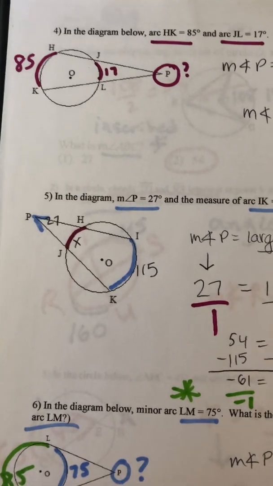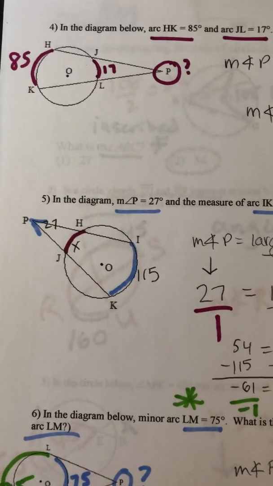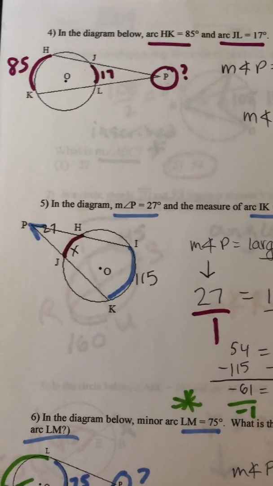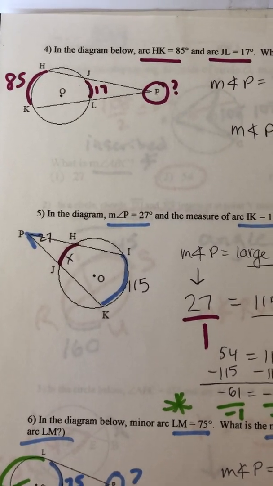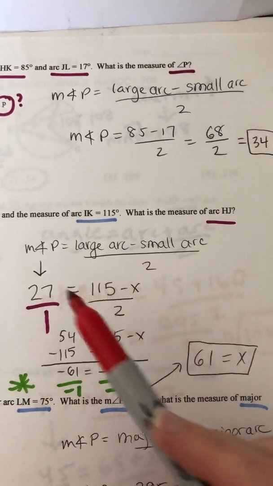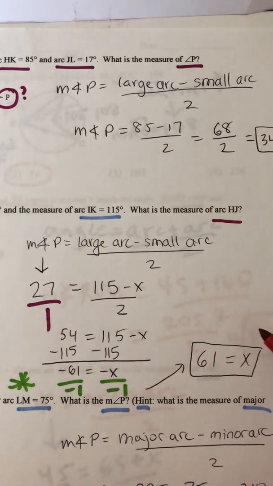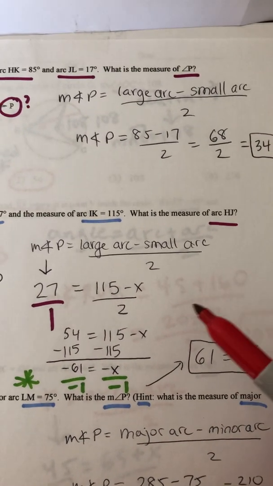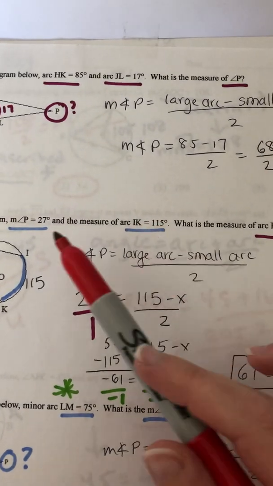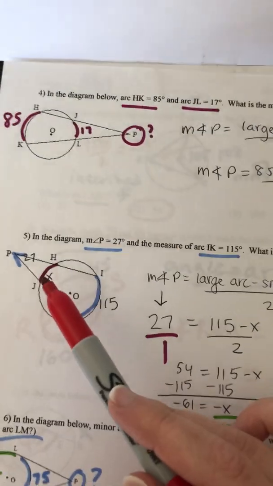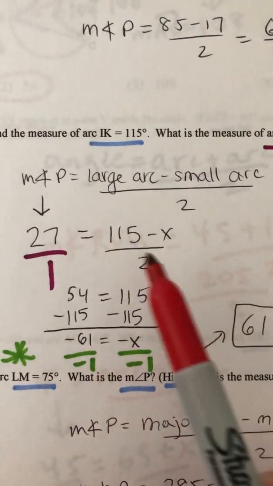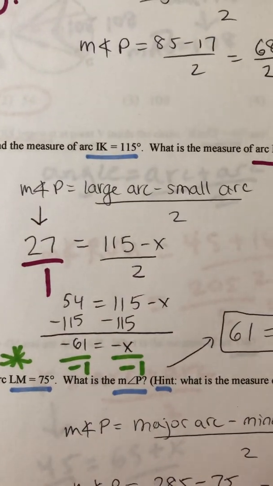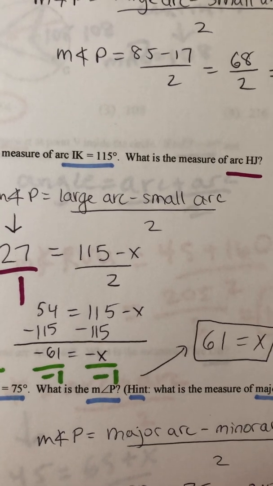On the next question, again, you have the angle outside. That's when you do subtraction. So we take the two arcs and subtract them equal to the angle. And notice the divide by 2. So measure of angle P is large arc minus small arc divided by 2. Notice the larger arc is the 115 and the smaller arc is unknown. Look at that. That's what we're looking for, HJ. The angle is 27, equal to 115 minus x divided by 2.